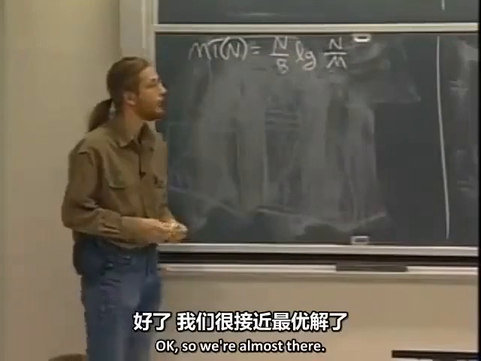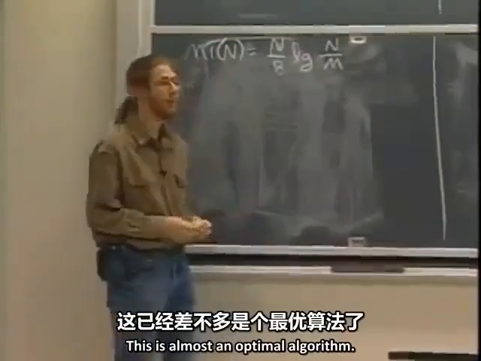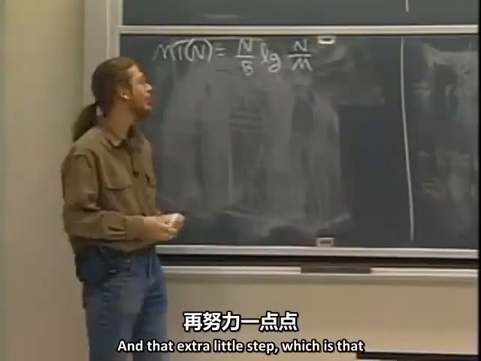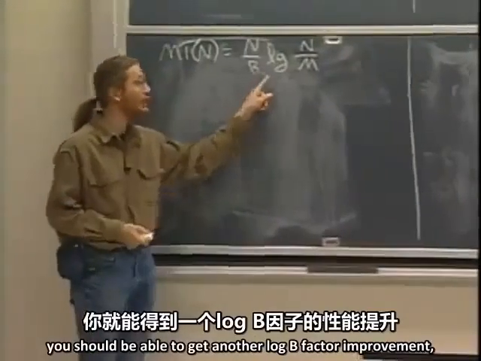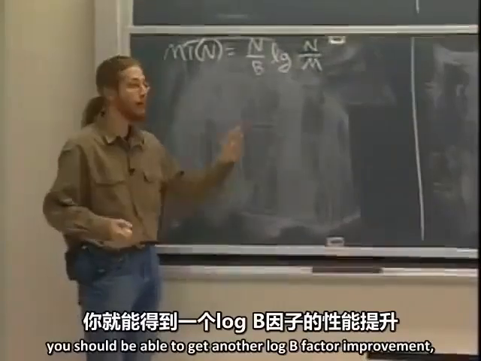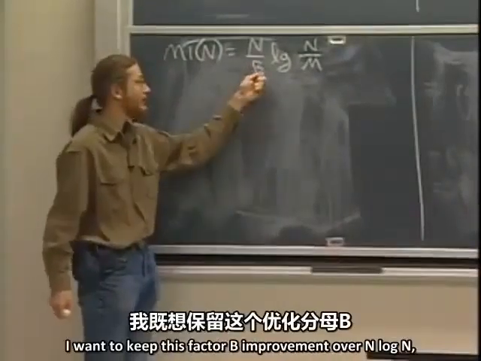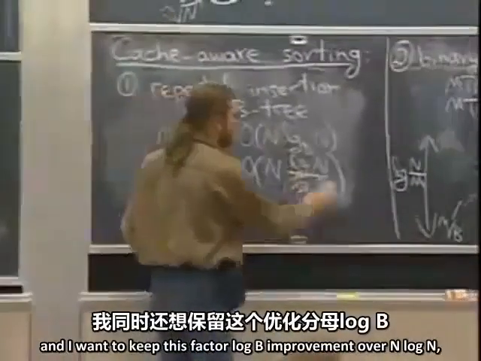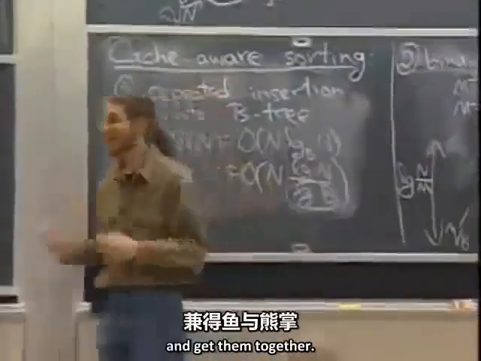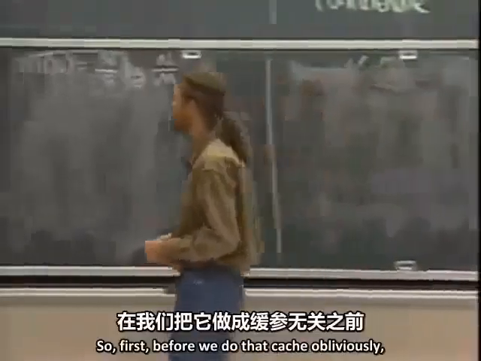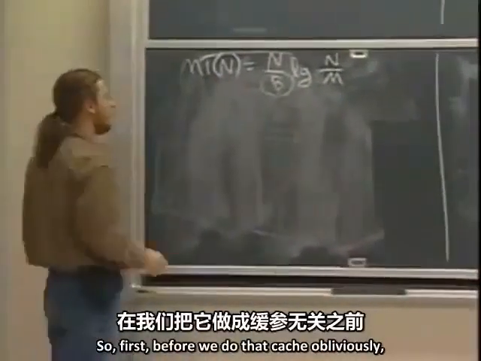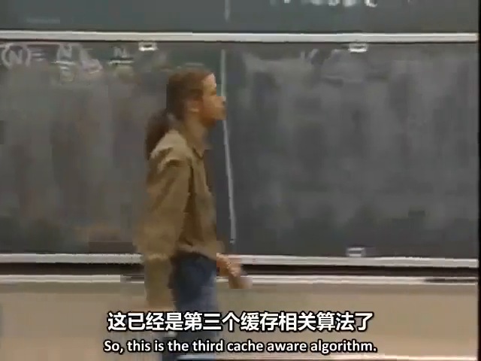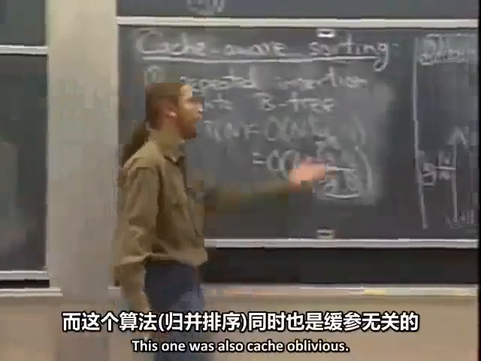Okay, so we're almost there. This is almost an optimal algorithm. It's even cache oblivious, which is pretty cool. And that extra little step, which is that you should be able to get another log b factor improvement. I want to combine these two ideas. I want to keep this factor b improvement over n log n, and I want to keep this factor log b improvement over n log n, and get them together. So first, before we do that cache obliviously, let's do it cache aware. So this is the third cache-aware algorithm. This one was also cache-oblivious.